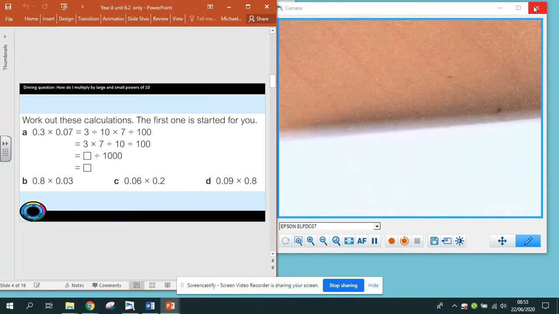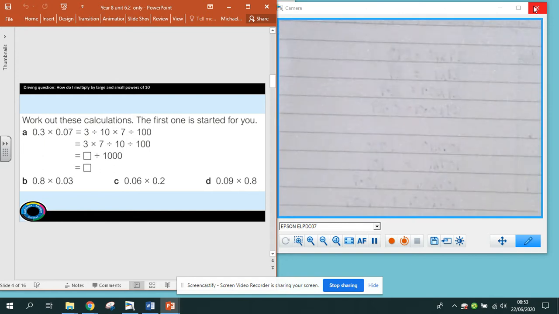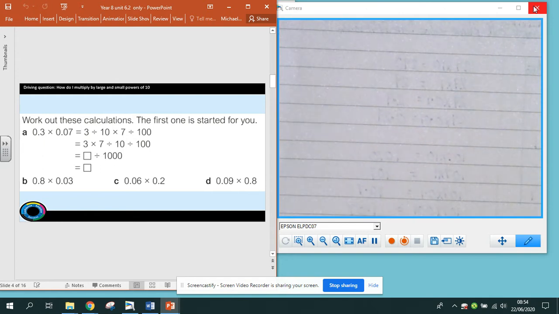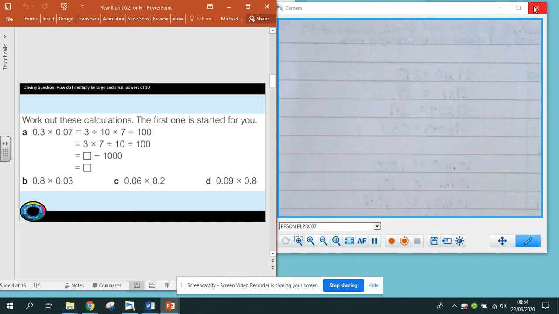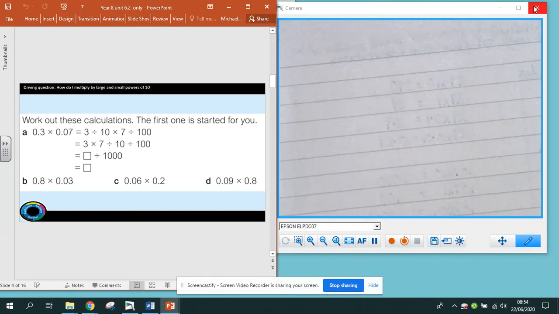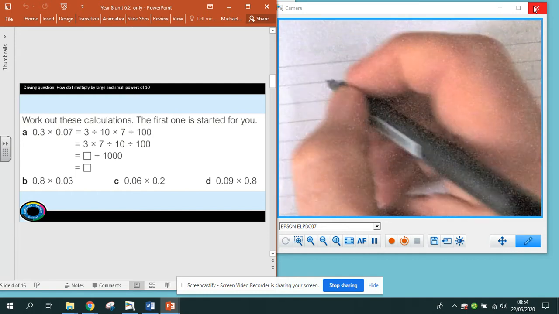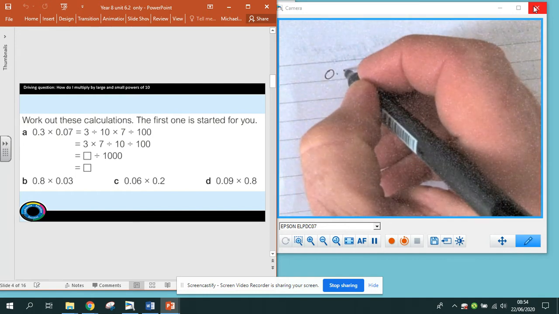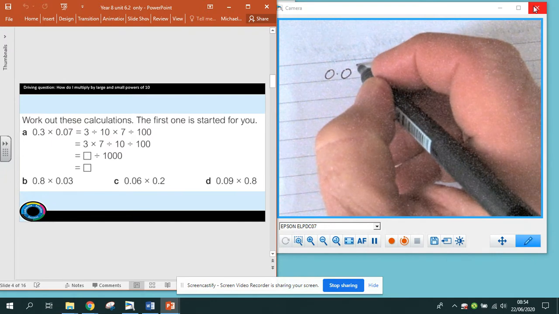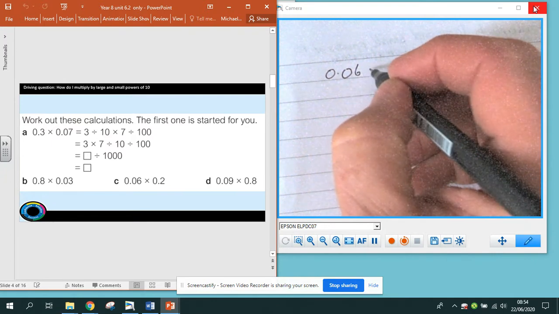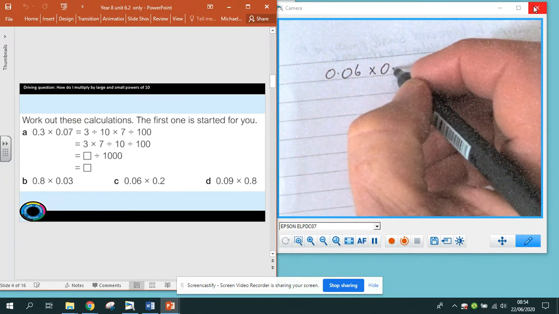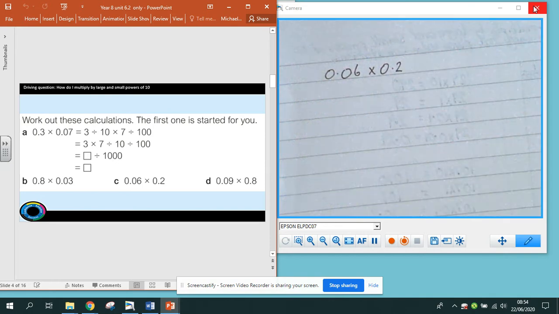That's strange, I don't seem to have that one. Okay, let's quickly go through 0.06 times 0.2. I didn't realise I hadn't done that one. Sorry about that. So we have 0.06 times 0.2.